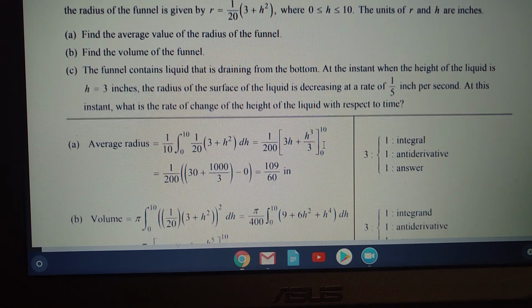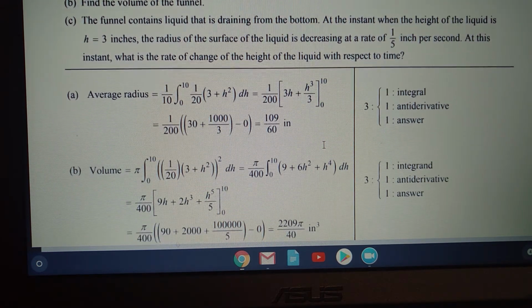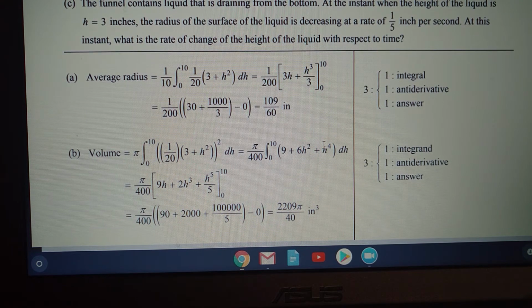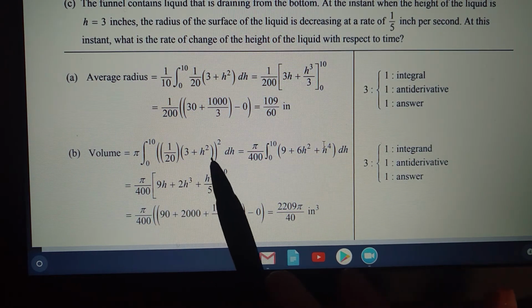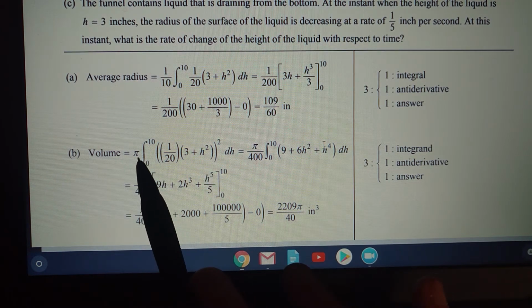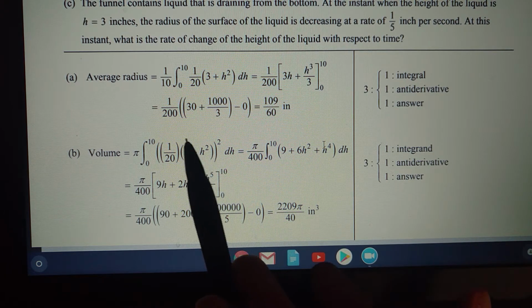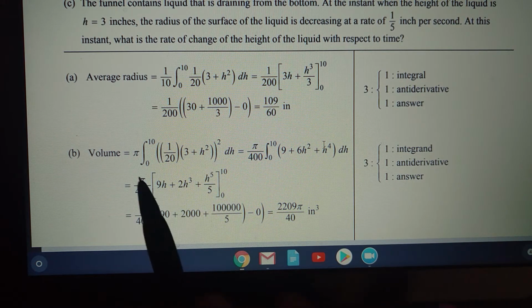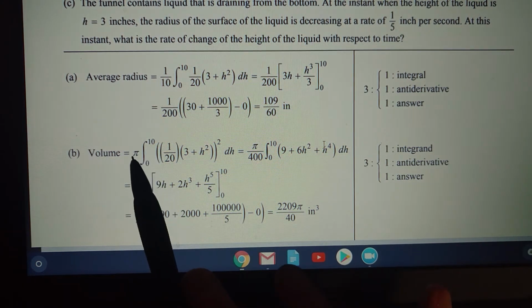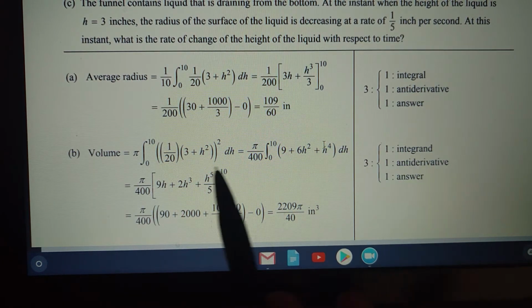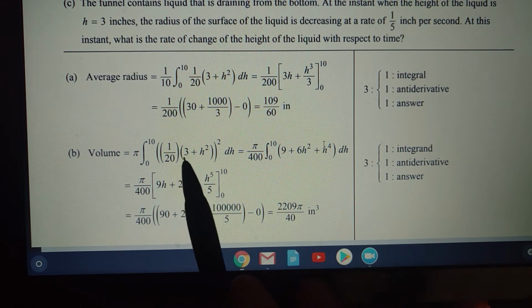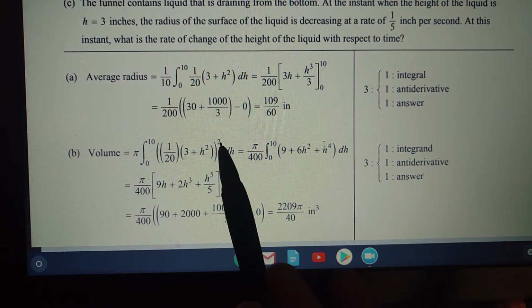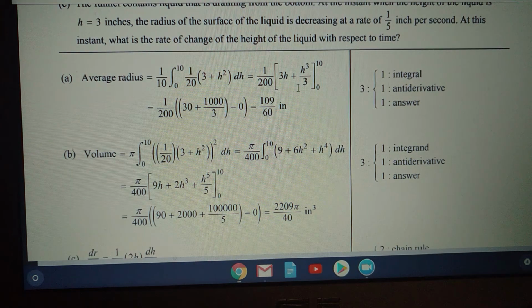Then for B, we're going to find the volume of the funnel. So this is going to be cross-sectional area. We know the cross-sections are circles. So we know that we have to integrate 0 to 10 of pi r squared, and r, notice, is given by this equation here. Pi can be inside or outside, that's fine. You get 1 point for having this correct thing squared. The 1 over 20 times the 3 plus h squared, that's squared.